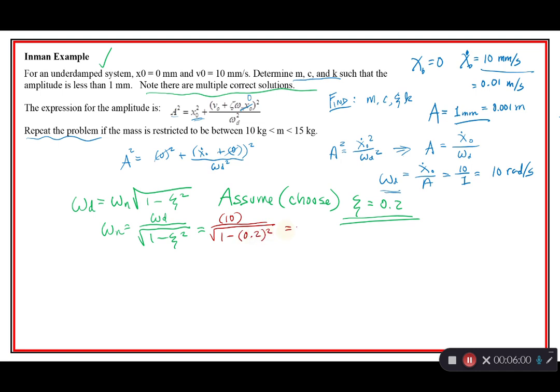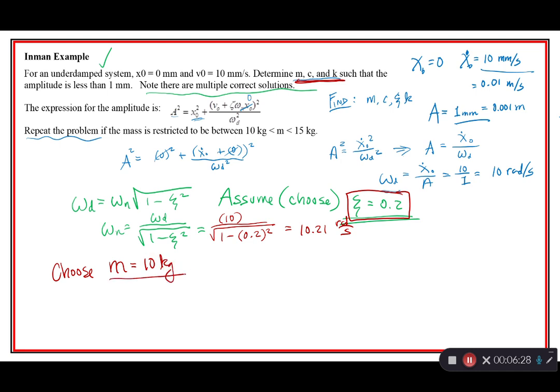If you run across it enough, you will see this is true. We get 10.21 radians per second. Okay, so here is a design choice. Another design choice is how much mass, right? So we need to find some of the other things. We need to choose the mass. Choose M is equal to 10 kilograms.